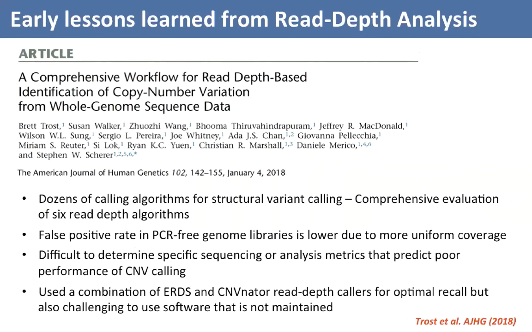So a lot of the early lessons that we learned in looking at the analysis of copy number variants from genomes we did with the Genome Center. This is a collaboration with the Center for Applied Genomics group here at SickKids, where we broke this down and looked a lot at the read-depth algorithms used to call genomes. We did a comprehensive evaluation of about 6 different read-depth algorithms, because there's dozens of them out there, trying to figure out which ones would work the best.